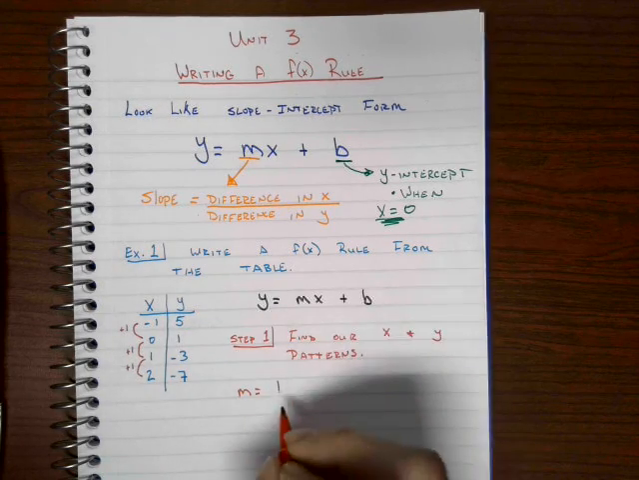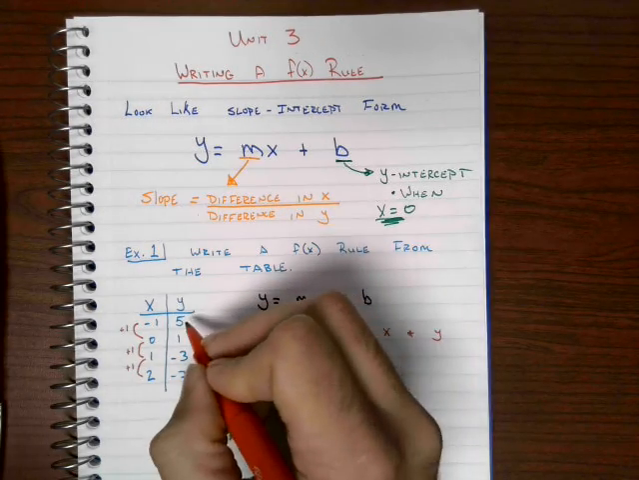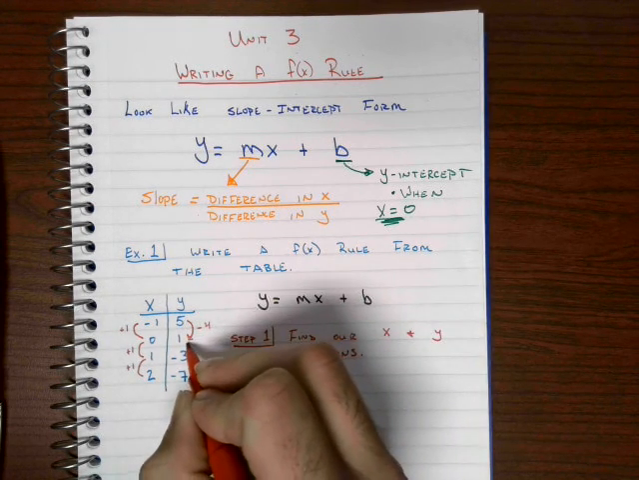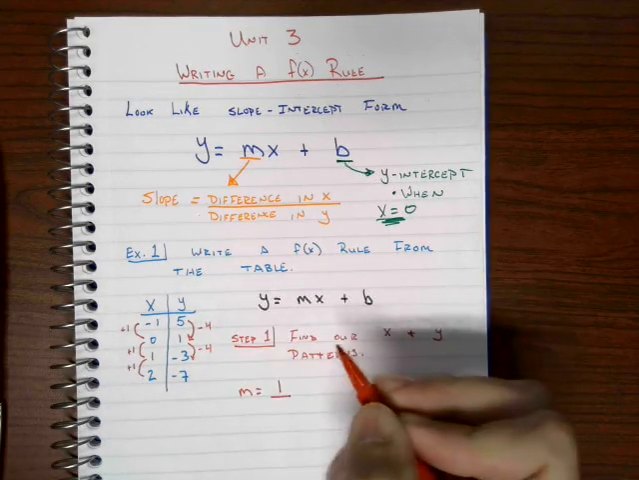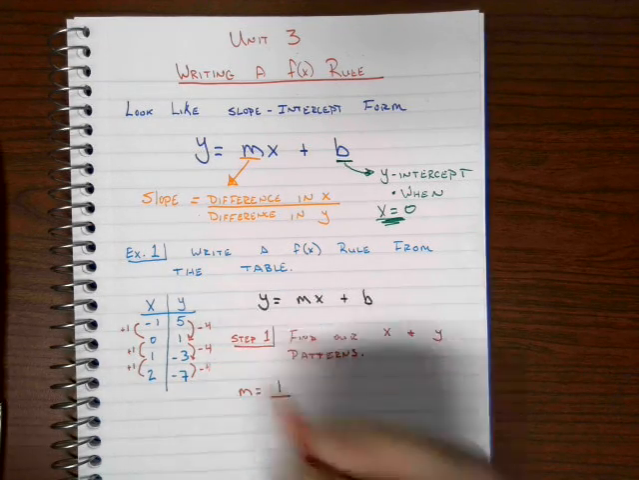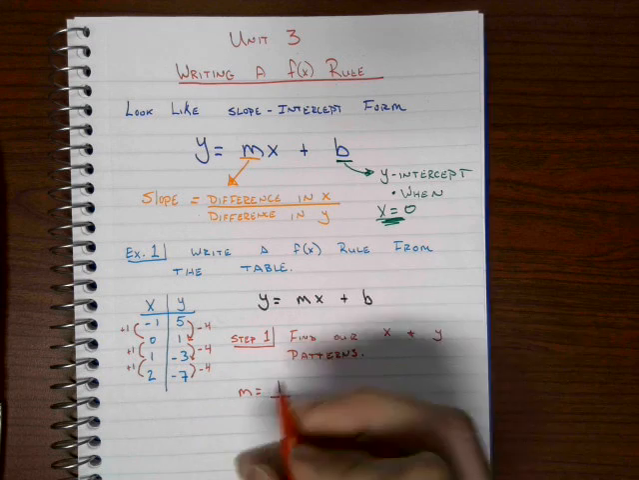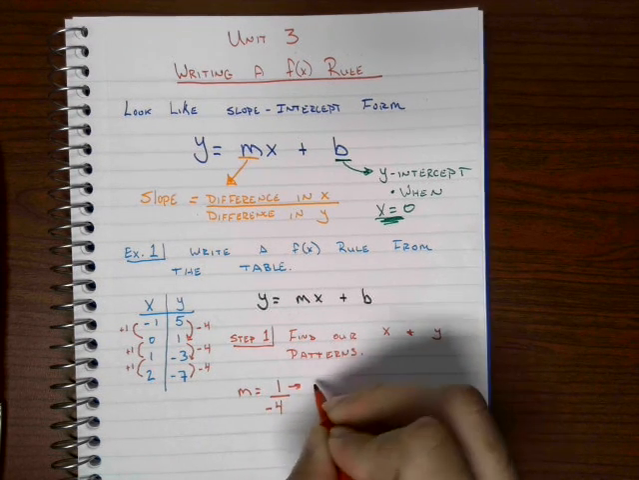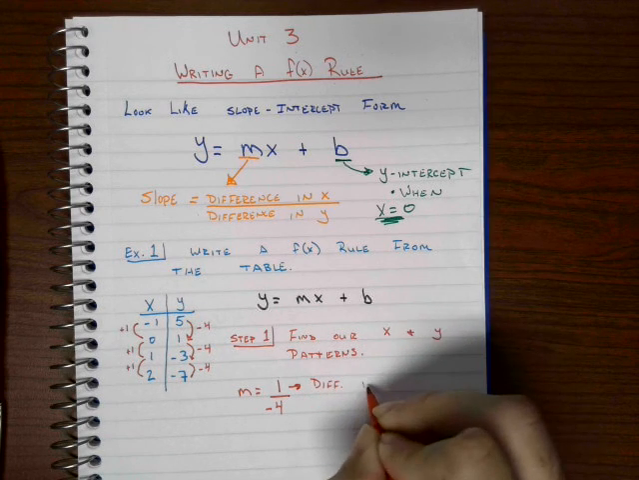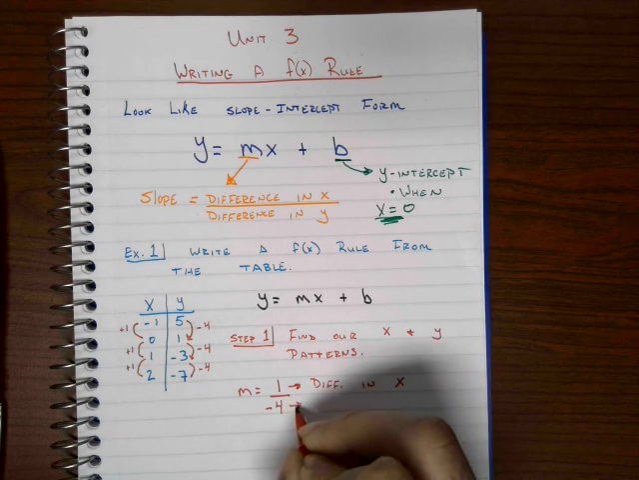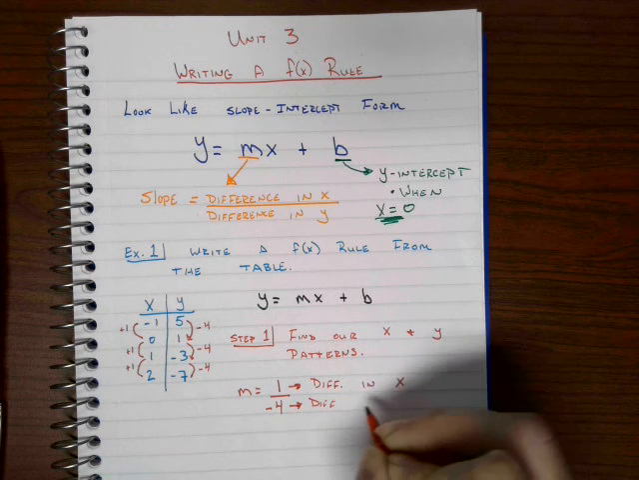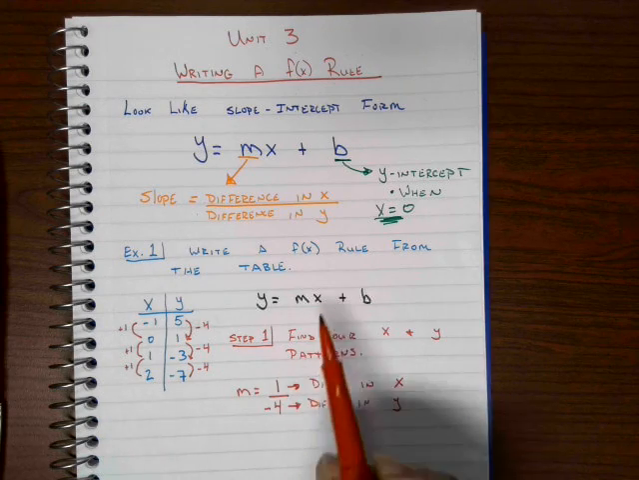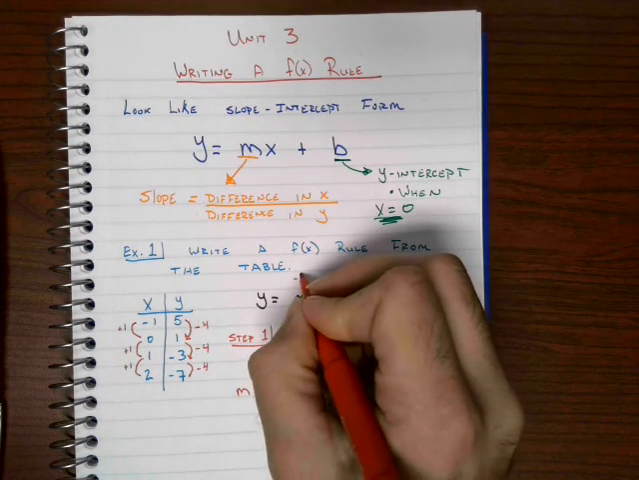Okay? And now let's look at our y. What's happening from here to here? Well, we're subtracting 4. Here to here, subtracting 4. Here to here, subtracting 4. So my difference in my y's is -4. Okay? So I'll write that out here. This is the difference in x. This part right here is the difference in y. Okay? And so this part will go where my m is. So negative 1/4.